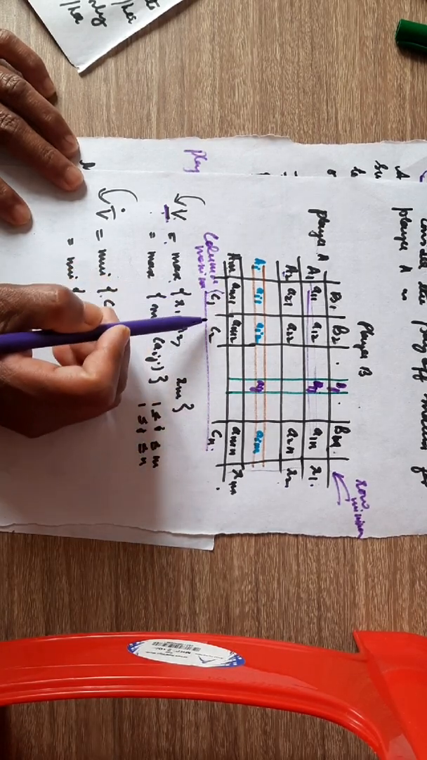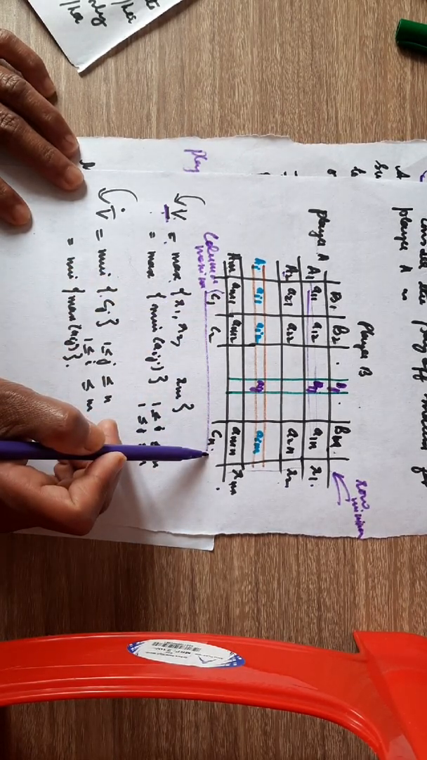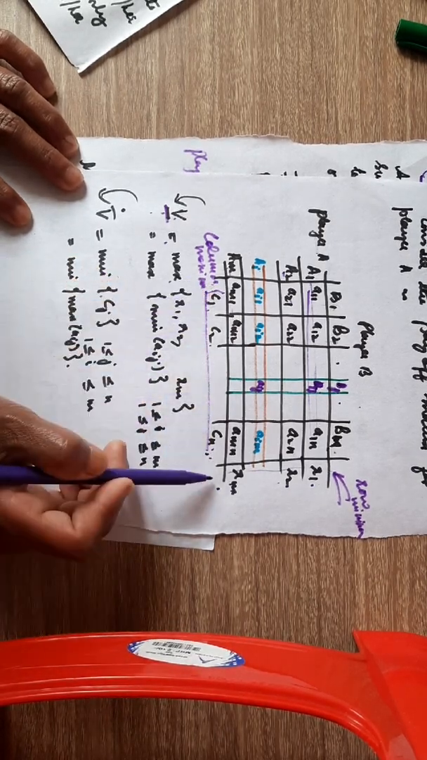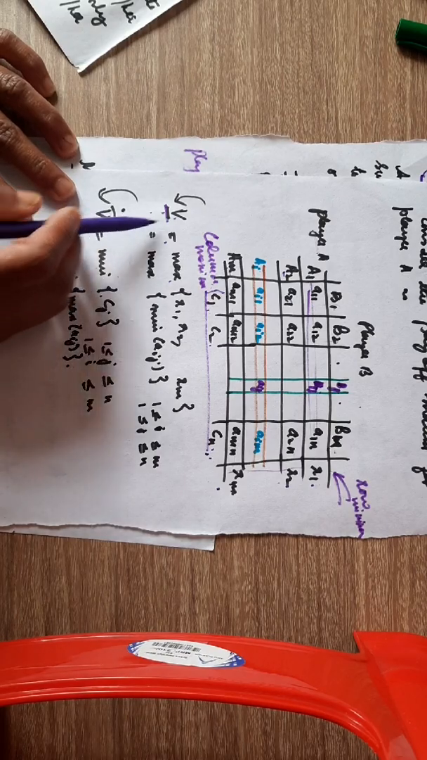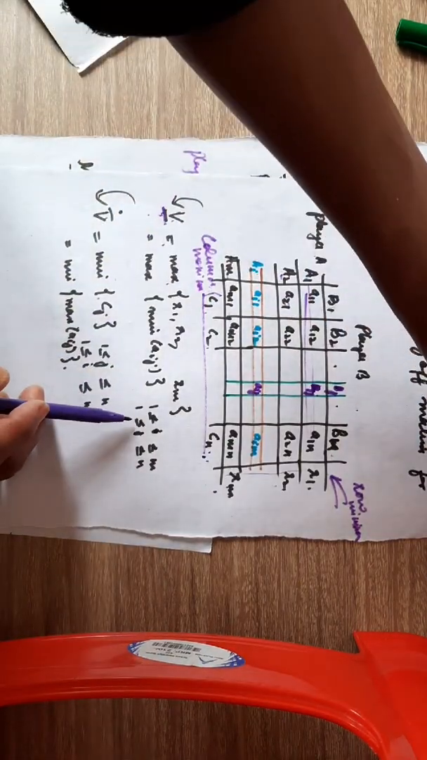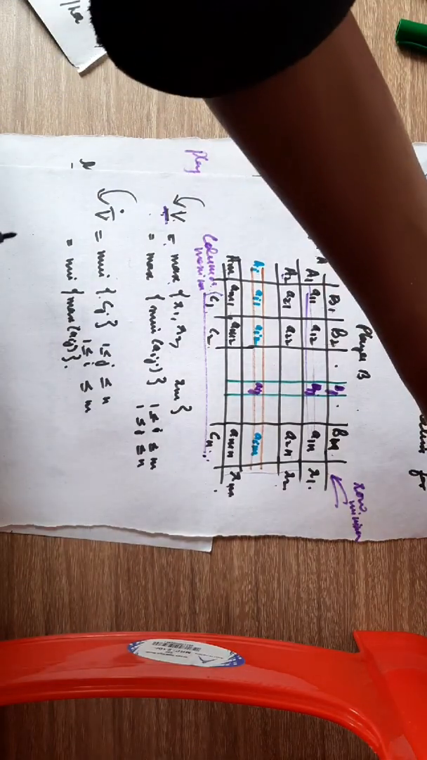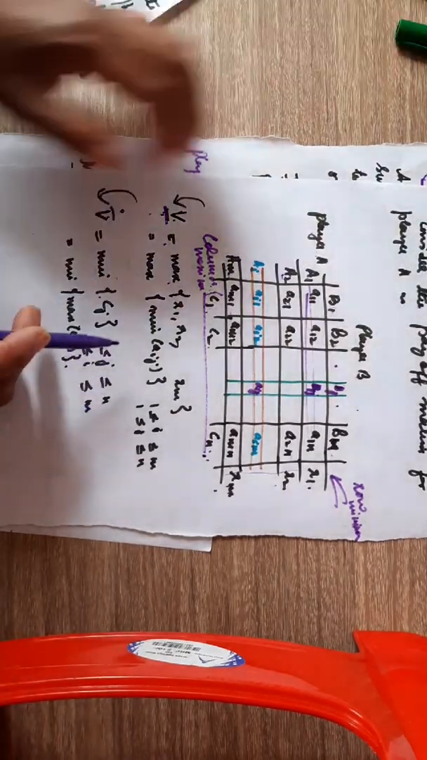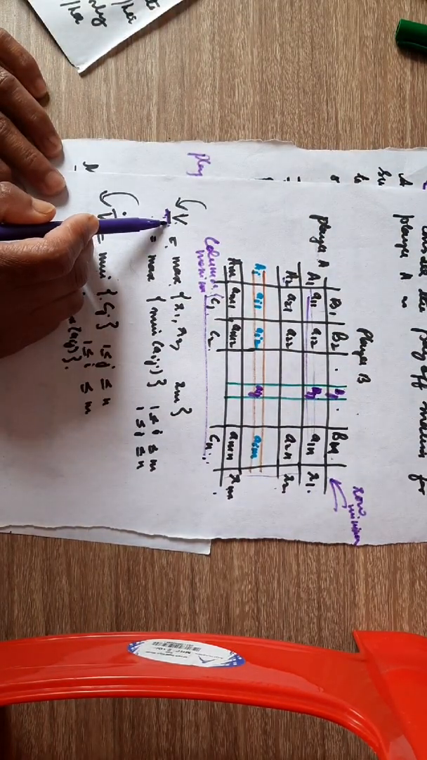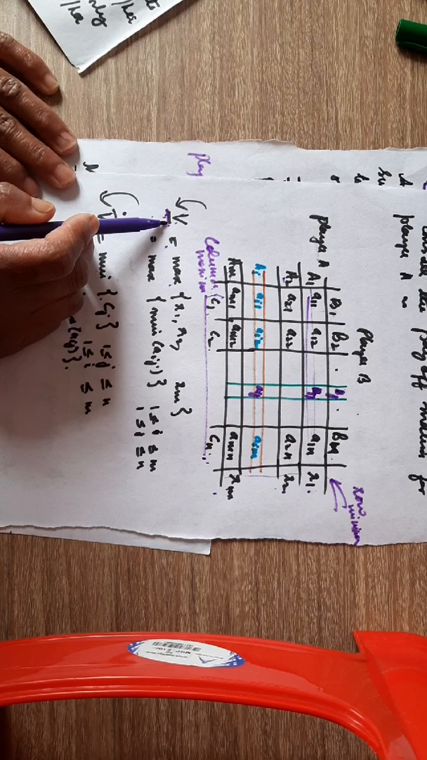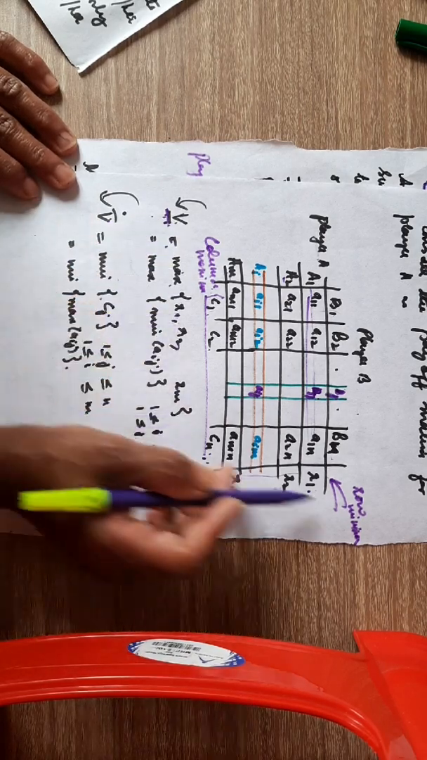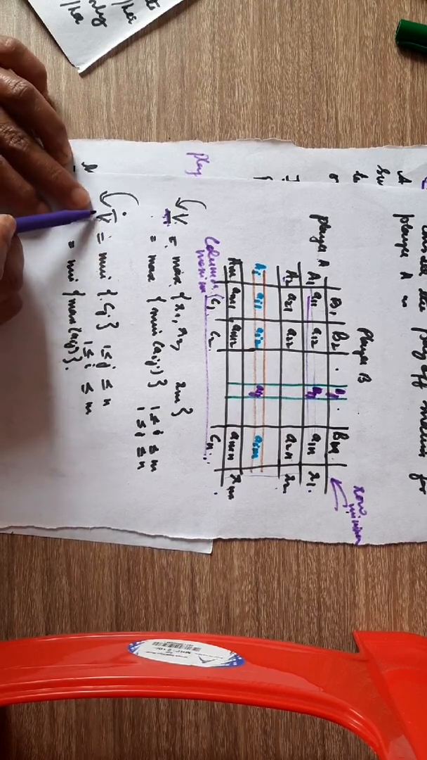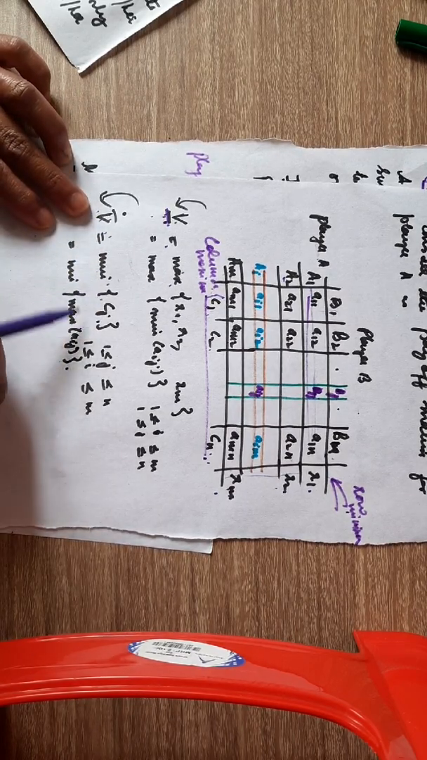So there are n column maxima here, C1, C2, Cn. Now you take the minimum of these and that will be denoted by V upper bar. V lower bar is called the maximin value, because it is the maximum of the row minima, and this V upper bar is called the minimax, that means the minimum of the column maxima.